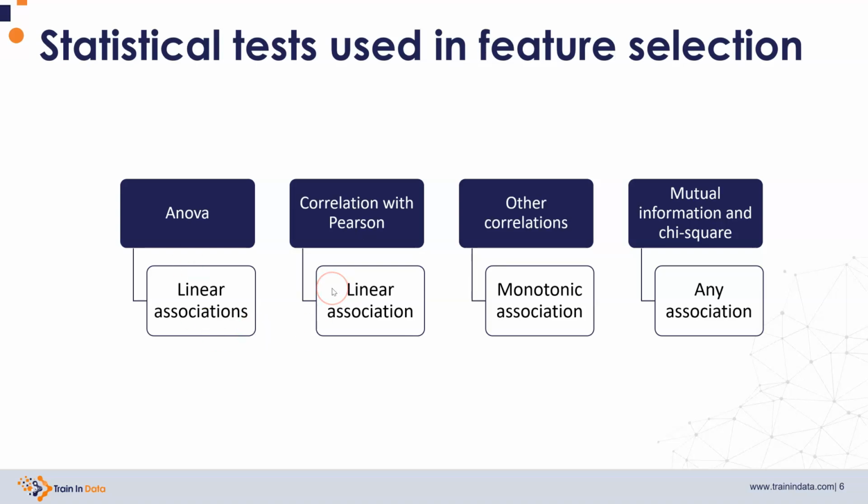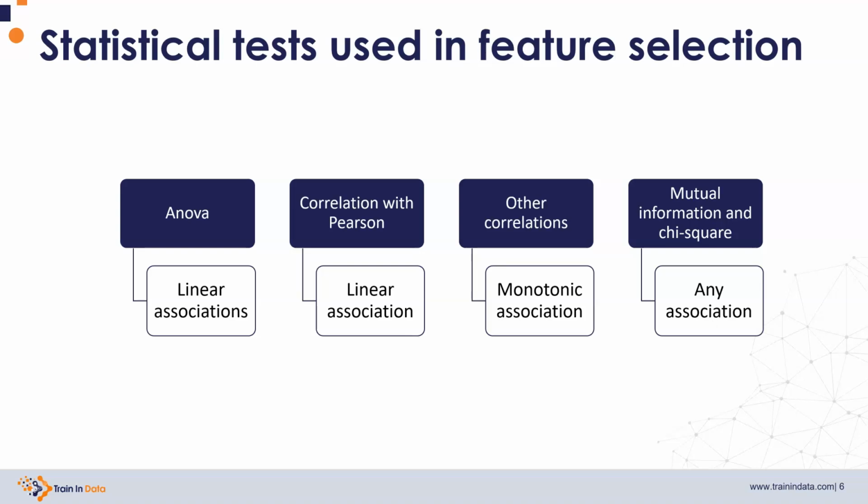Now, features that are useful for linear models will probably also work with nonlinear models, like decision tree-based models, but not the other way around. Now, other types of correlation, for example, using Spearman or Kendall, will measure monotonic associations. So they can be useful for linear models to some degree. And finally, the mutual information and chi-square measure any type of association.